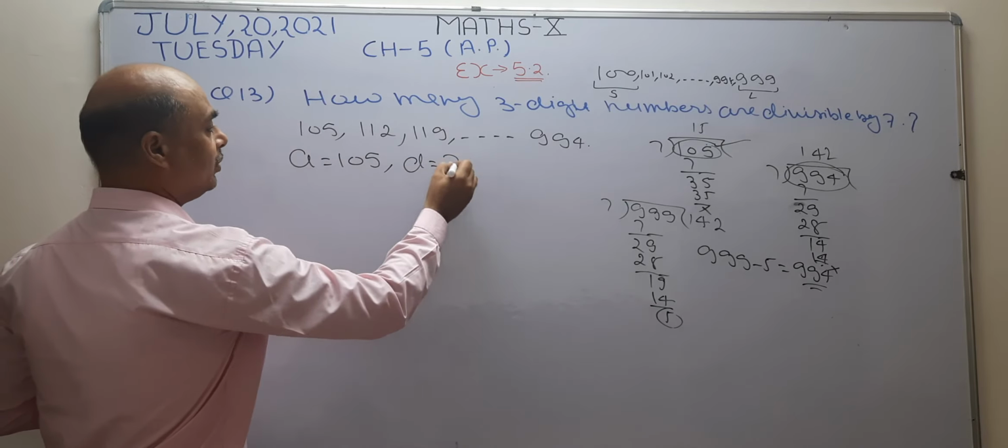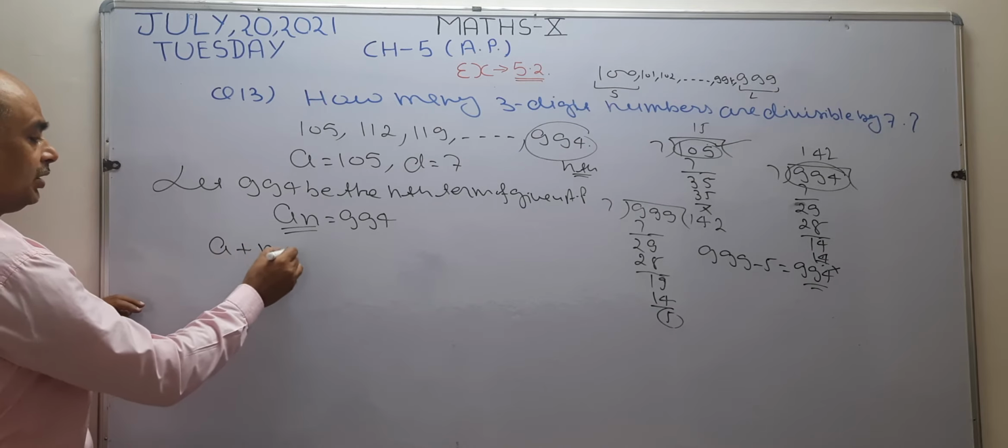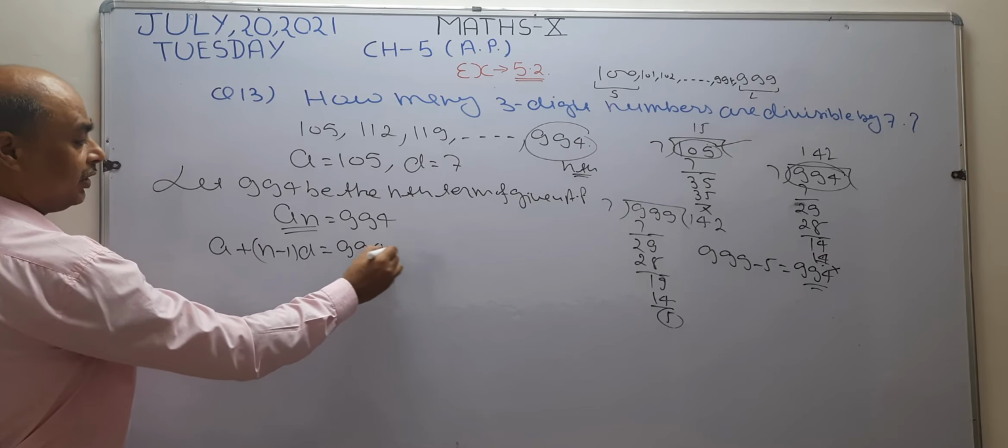Now I want to suppose that this term, the last 3-digit number which is divisible by 7, be the nth term. In this way, I am able to check how many terms are there which are divisible by 7. Okay. Now I write here, let 994 be the nth term of the given AP. So a_n equals 994. What is the value of the nth term of an AP? For the nth term formula I use a plus (n minus 1) into d. It is given equal to 994.